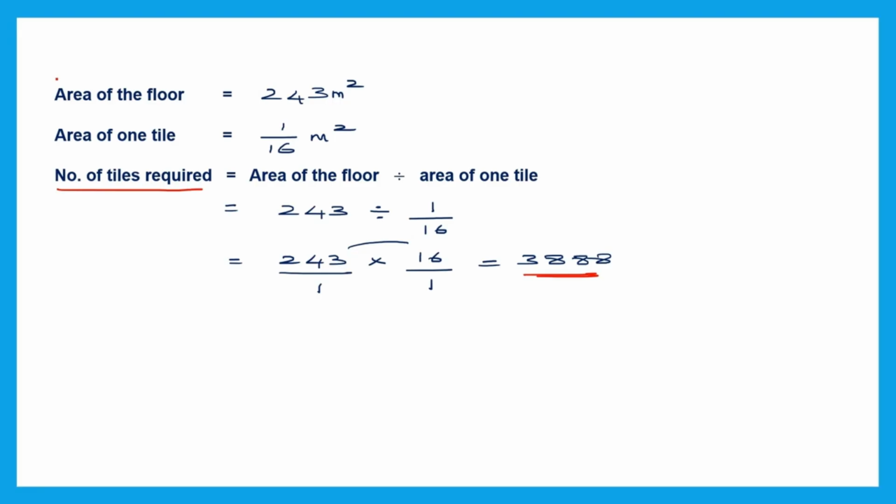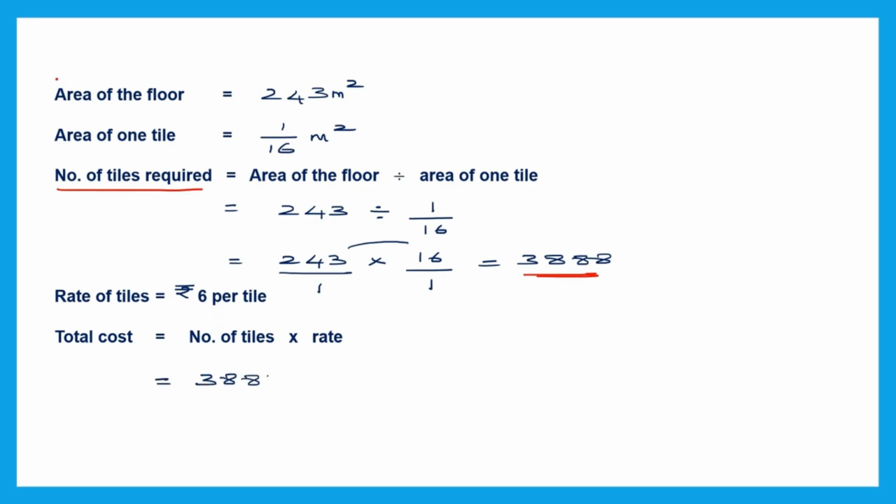3888. Now we are asked to find the cost, isn't it, of these tiles. So we begin by saying rate of the tiles is 6 rupees per tile. Each tile is 6 rupees. That means to find the total cost, we have to say number of tiles into the rate, which is 6 rupees. So number of tiles is 3888 into the rate, which is 6 rupees. So we have to multiply these two. And when you multiply, you get 23,328.